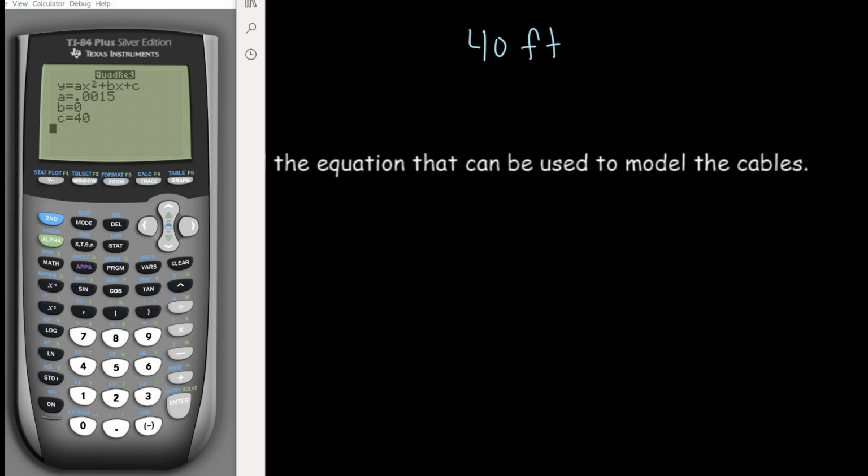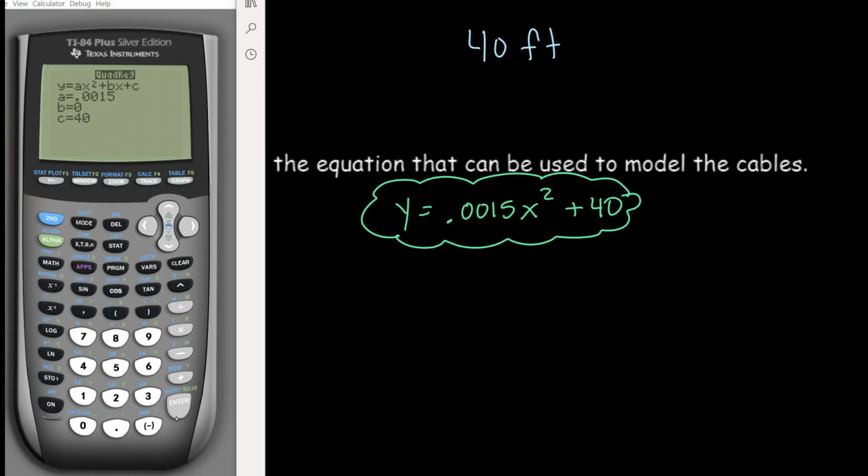Y equals, always put y equals or f of x equals first. Y equals 0.0015 x squared. There is no b, plus 40. Any questions so far?